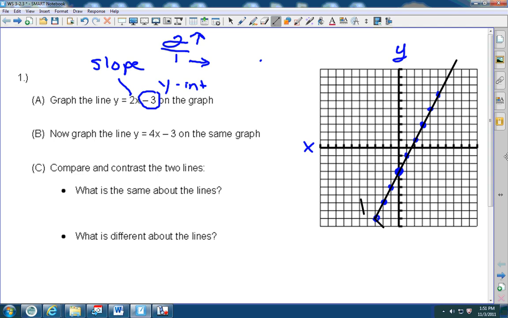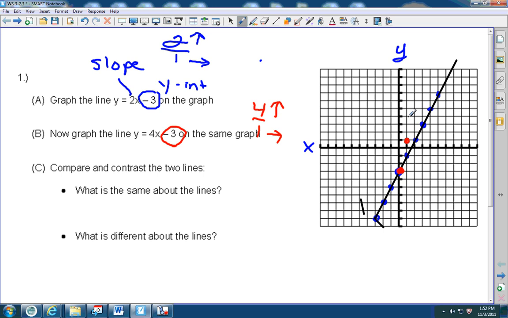Now, next, it says now graph the line 4x minus 3. So I'm going to plot this y-intercept -3. 1, 2, 3. Now the slope is 4. Well, that's a whole number, so it's 4 over 1. So I'm going to go up 4 to the right 1. So I'm going to start here, up 1, 2, 3, 4 to the right 1 and put a dot.